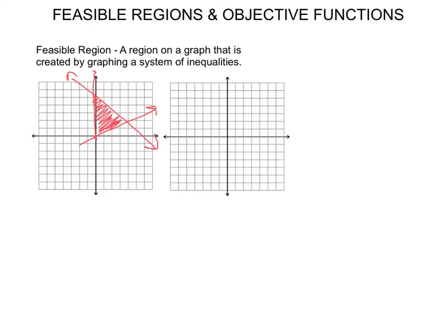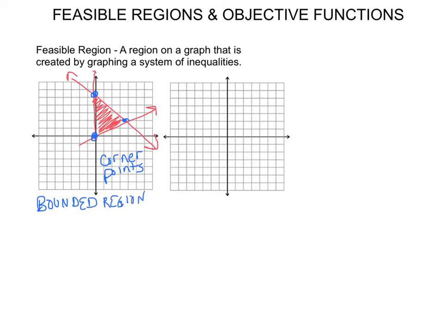Now, it is important to note that the points of intersection, these points here, are called corner points. And that's going to come into play. That's going to be important for solving linear programming applications as well. Now, this kind of region is what is known as a bounded region because, as you can see, it is bounded on all sides of the region.